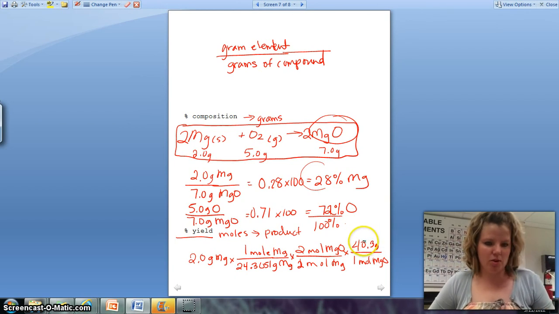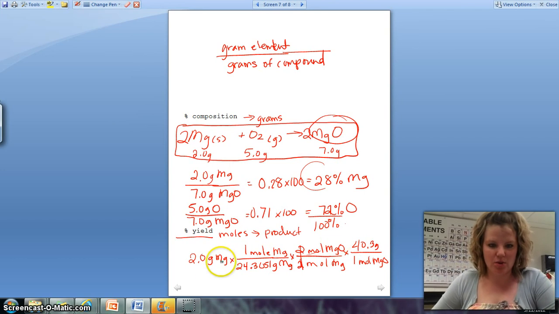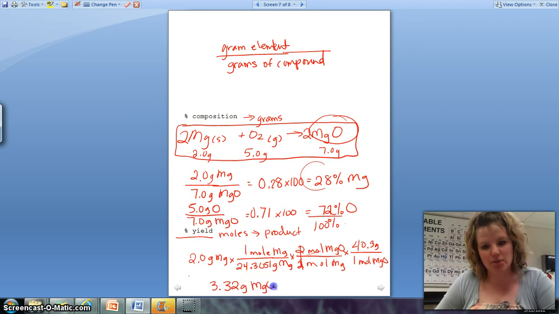Okay, and so we take 2 divided by 24.305 equals, and then these 2's basically just cancel out because it'd be times 2 divided by 2, and then we would times this whole thing by 40.3, and we would get 3.32 grams of magnesium oxide. That's what we should have gotten.